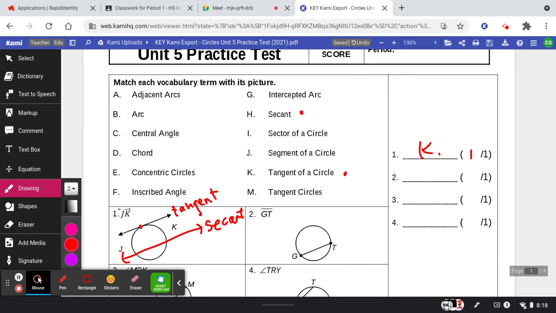This one does not come outside the circle at all, it stays inside. Is that an arc? Is that a central angle? Is that a chord? Is that a concentric circle? What do you guys think? Anyone get an answer for that? Nobody's got an answer for that, or we're just scared to say it.